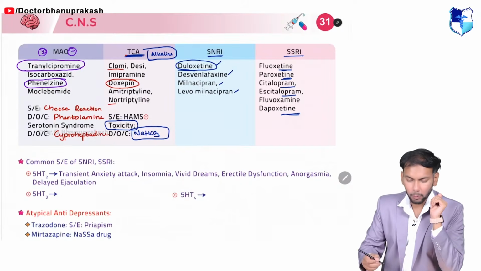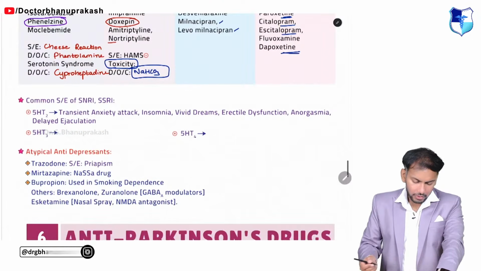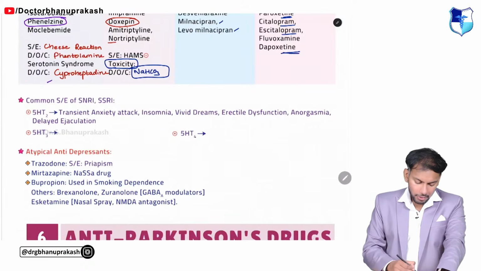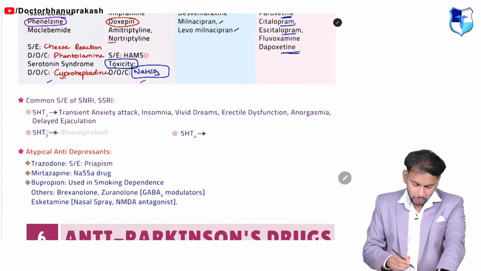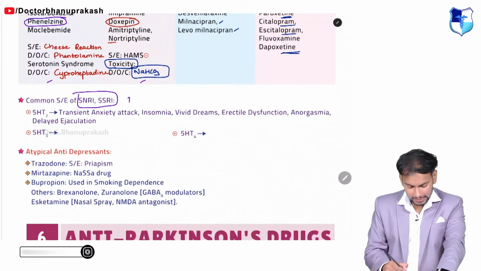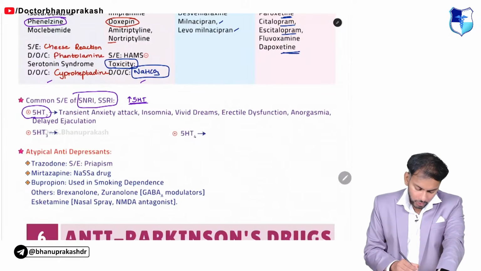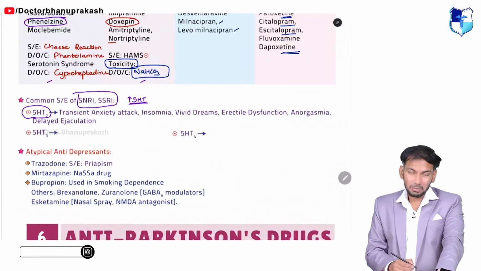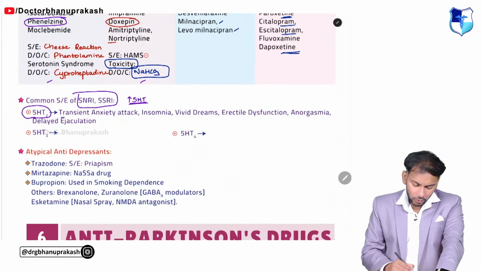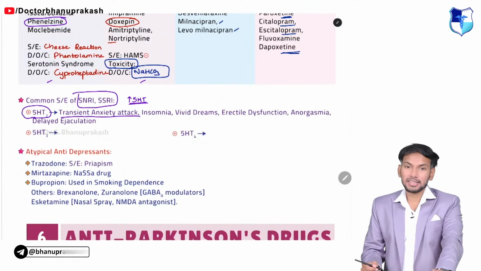Fluoxetine, paroxetine and dapoxetine. Duloxetine is an SNRI. Now, what are the side effects? We've already talked about MAO inhibitors and TCA side effects. Now we'll talk about side effects of SNRI and SSRI. In both of these drugs, serotonin is increased. When serotonin is increased, it can act on the 5-HT2 serotonin receptor that is present in the brain. When it acts on the serotonin receptor of the brain, it will cause a transient anxiety attack.